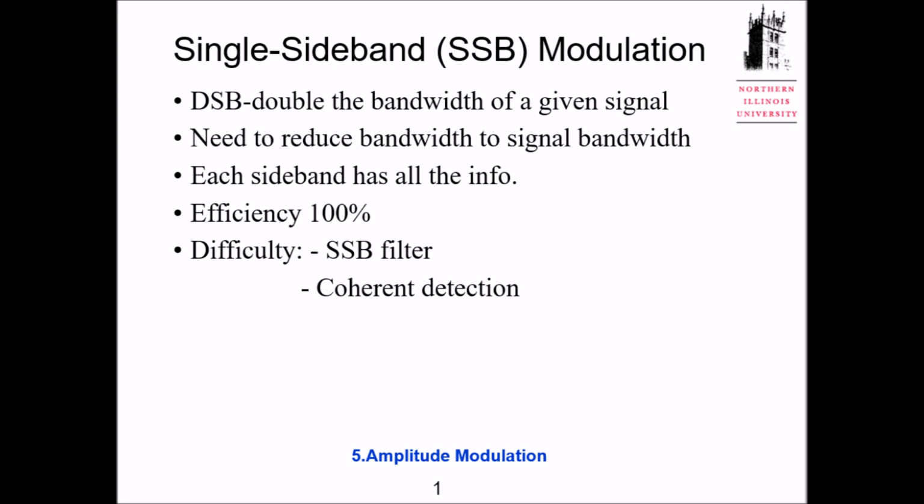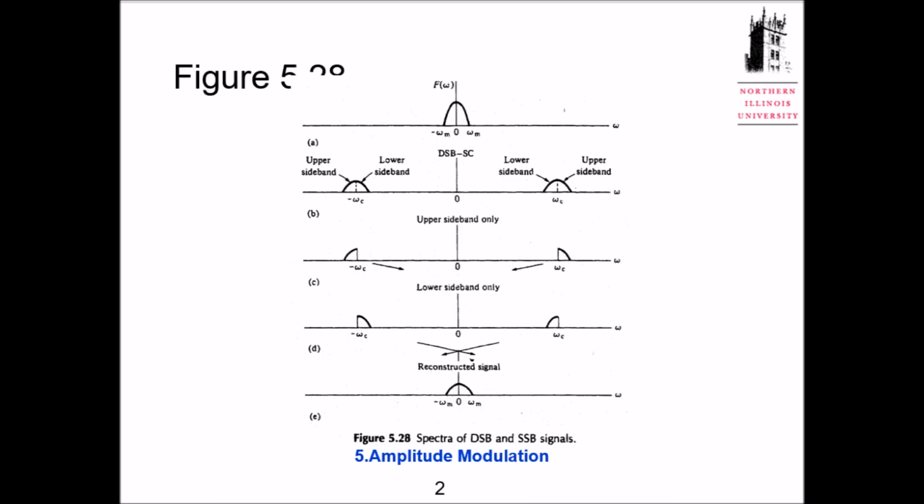Efficiency will be 100%. Okay, this time I improve my power efficiency and my bandwidth efficiency, but it makes my transmitter and receiver much more complicated. So we have to pay something, right, to get better performance. Okay, so let's look at why single sideband can still do the work.